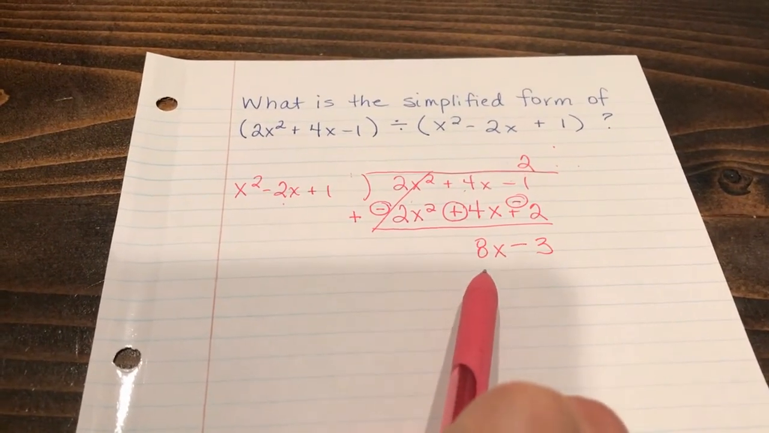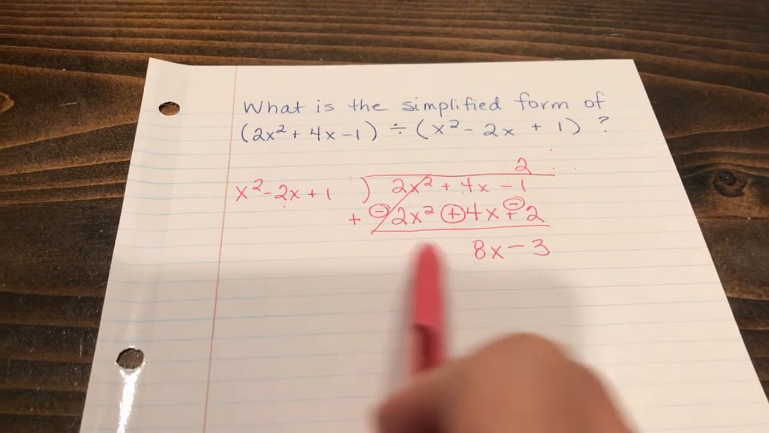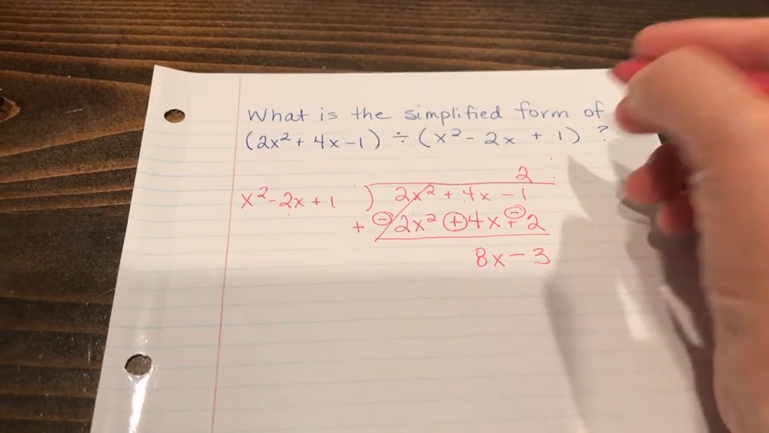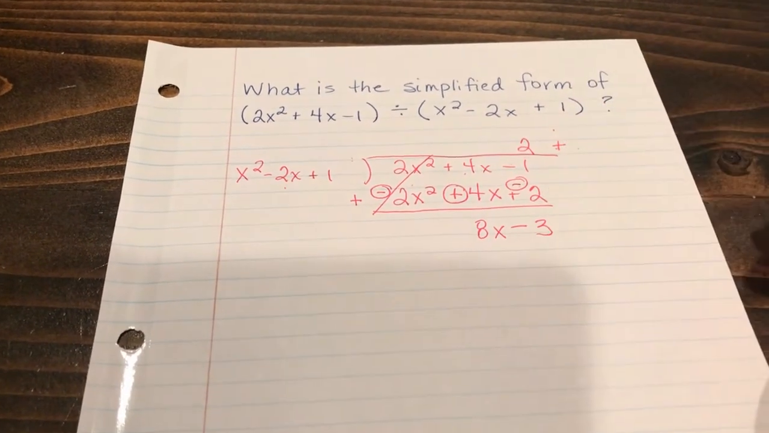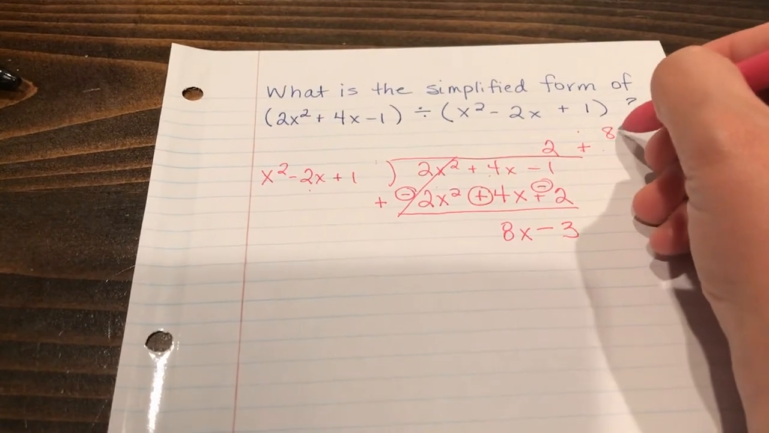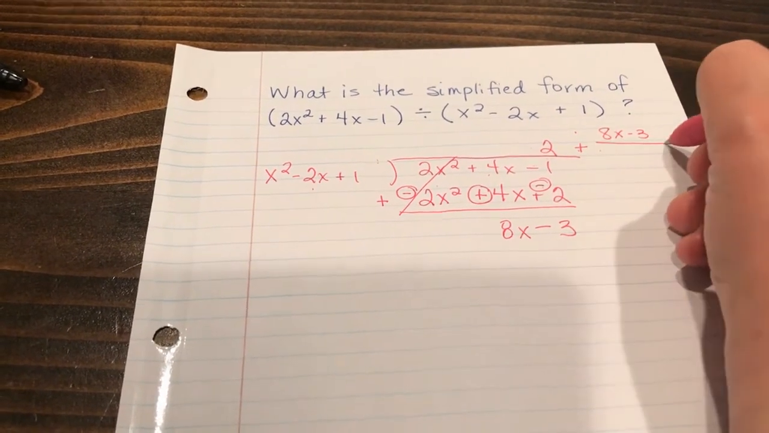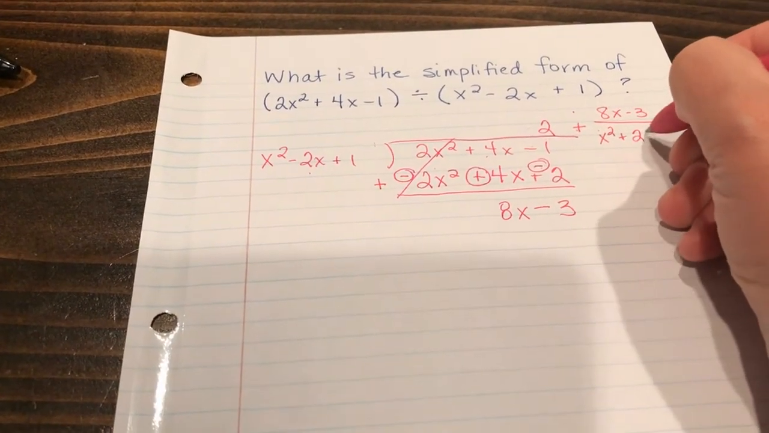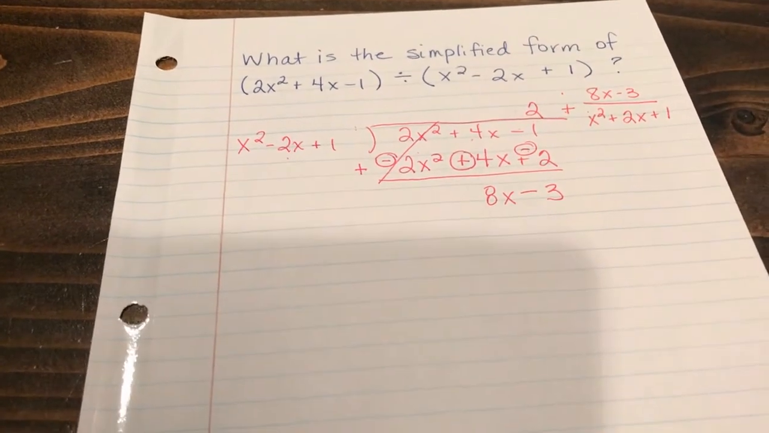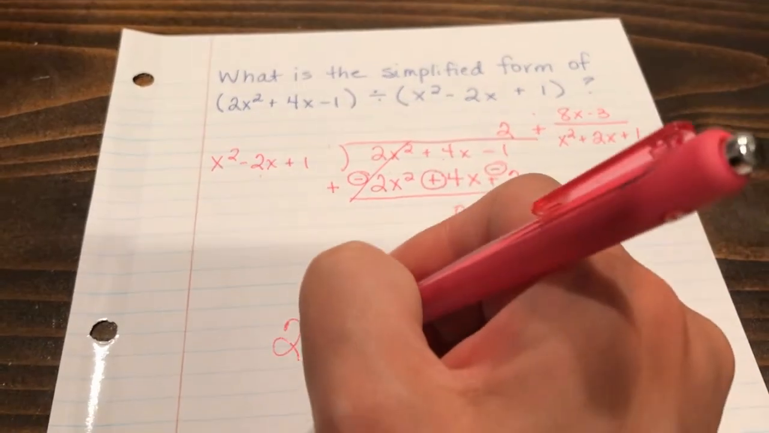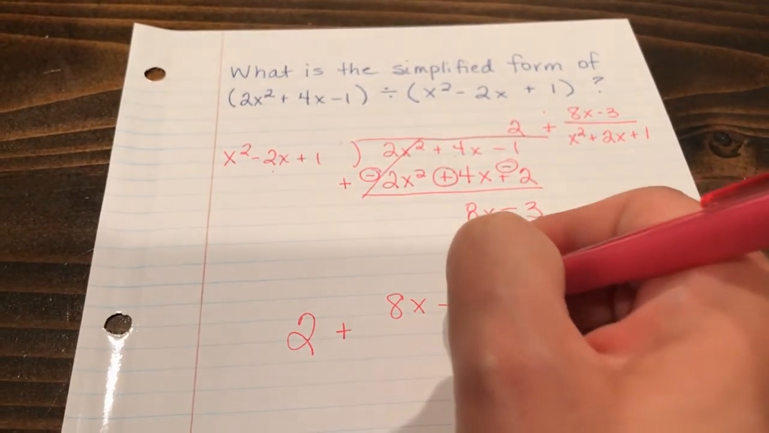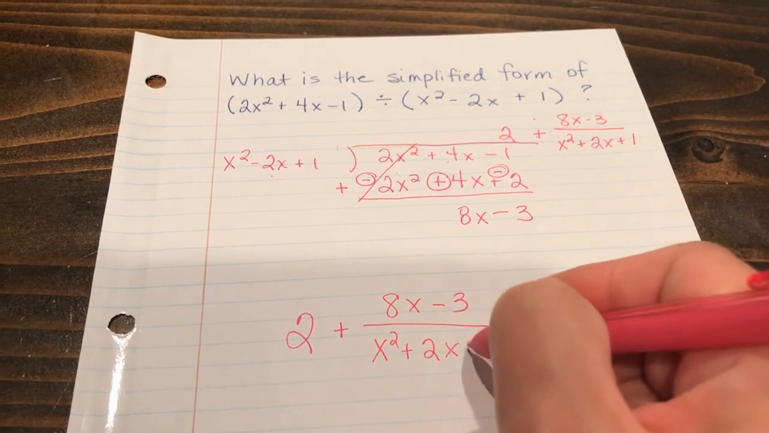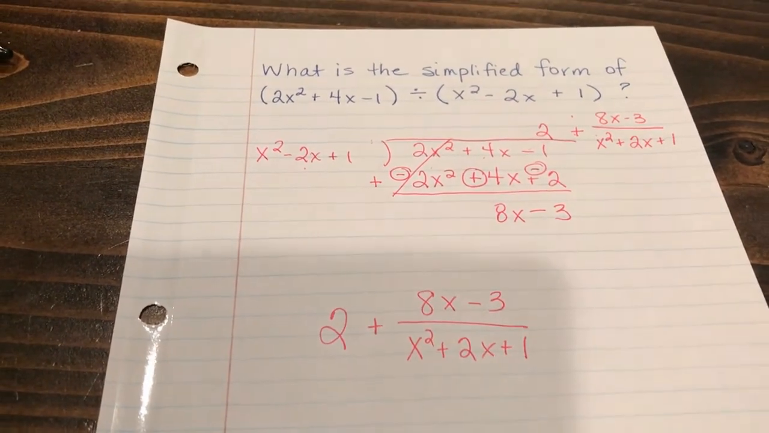Now you want to notice that the 8x, the power here is 1, and that is less than the power out here. That tells me that this is my remainder. So let me show you how I write that remainder. I do plus my remainder on the top of a fraction and my divisor, or the expression outside the house, at the bottom of the fraction. So my answer here, the 2 plus, then my remainder, 8x minus 3 divided by x squared minus 2x plus 1. That's my final answer there.